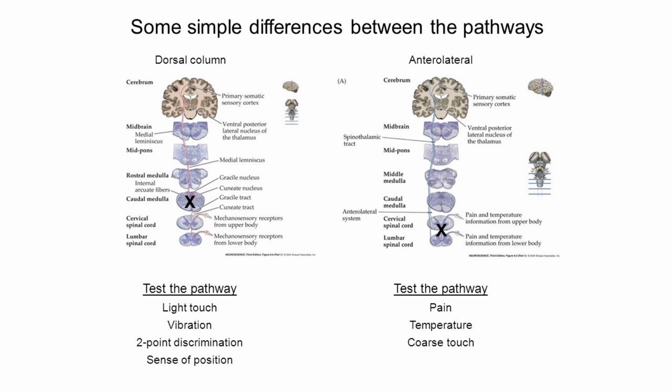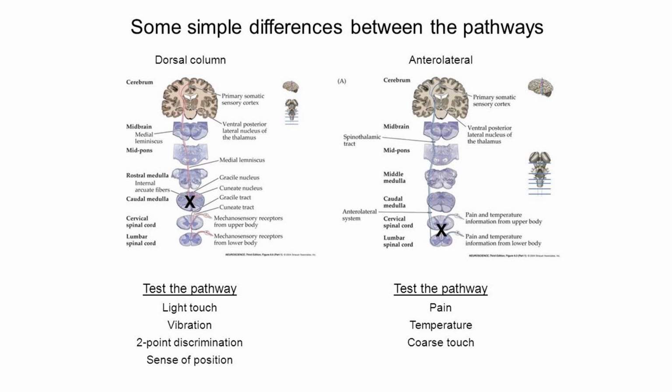All right, so when you're testing these pathways, so you have light touch, you have vibration, 2-point discrimination, you have sense of position. This is transmitted by the dorsal column. All right, so the fibers here, they enter the dorsal root of the spinal cord, and they go all the way up to the medulla, and at the medulla they then decussate, and they will then travel in the second order neurons all the way up to the thalamus, and from the thalamus into the somatosensory area of the cerebral cortex.